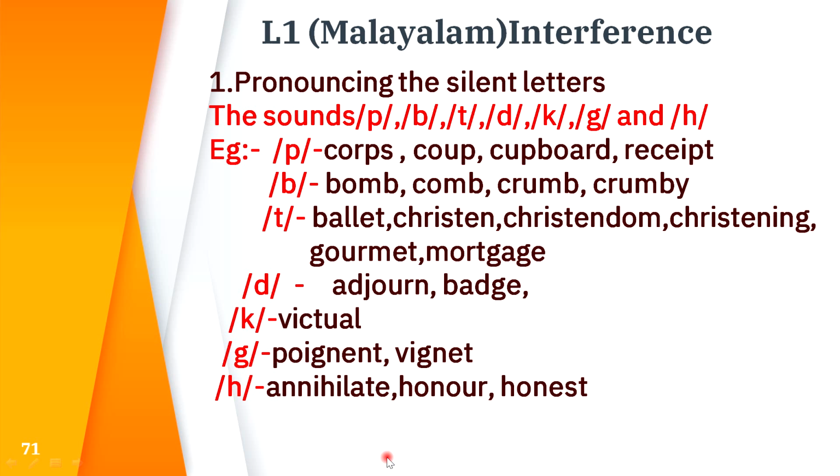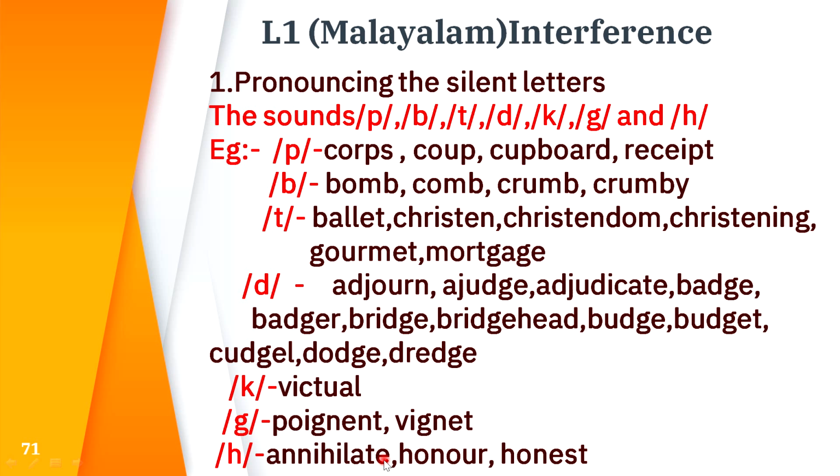The words coup, cupboard, receipt, etc. are pronounced as coop, cupboard, receipt. So the P sound is actually silent in those words, but the Malayali speakers pronounce the P sound. Other examples are bomb, comb, crumb, crummy, ballet, christen, christened, christening, gourmet, mortgage. Thus, the silent sounds are pronounced by Keralites often.